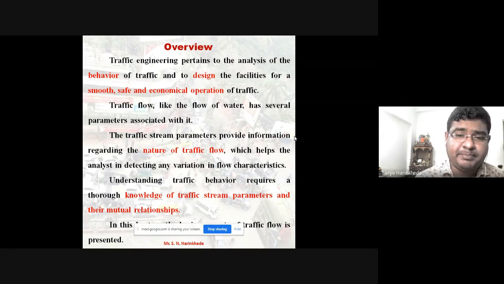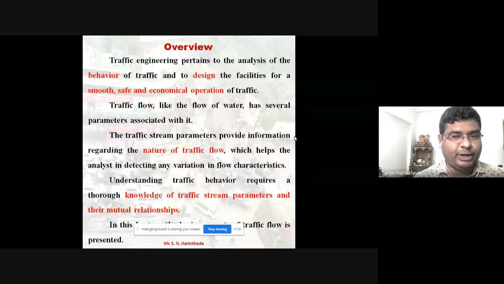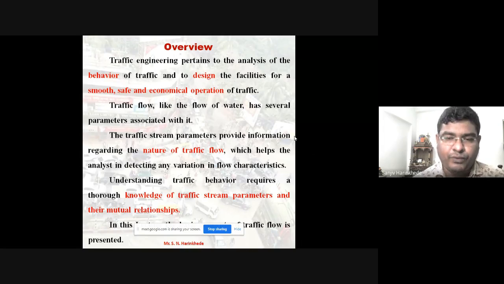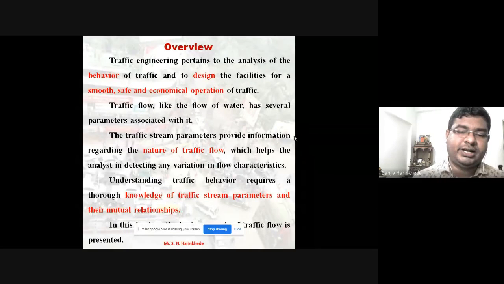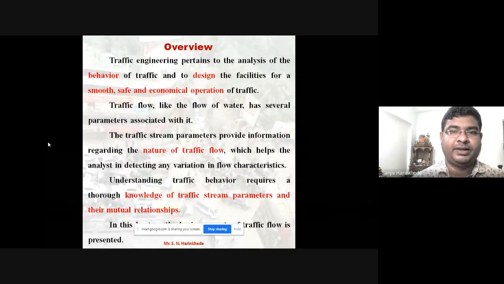The traffic stream parameters provide information regarding the nature of the traffic flow, which helps the analyst in detecting any variation in flow characteristics. Understanding traffic behavior requires knowledge of traffic stream parameters and their mutual relationship. In this lecture, we discuss the traffic flow as presented here.